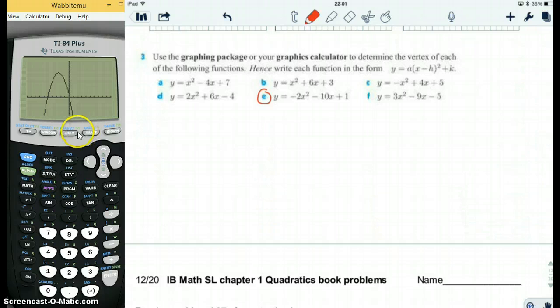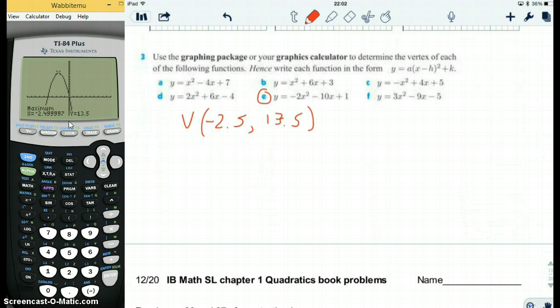Vertex. So what's the vertex? I'll do second calc, maximum. If I find the maximum, I will be finding the vertex. Left bound. So I want to go all the way to the left of the vertex. This is a lot easier to do on a real calculator than on the emulator. Okay. There we go. So the max is negative 2.5, comma 13.5. So I found that the vertex is negative 2.5, comma 13.5.